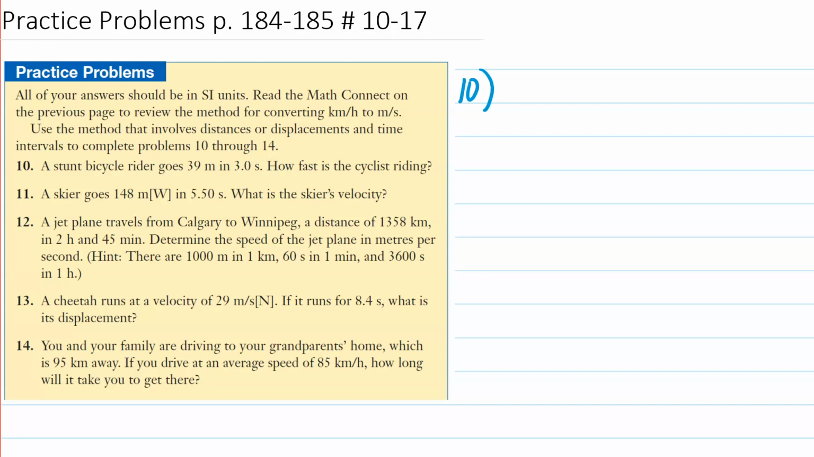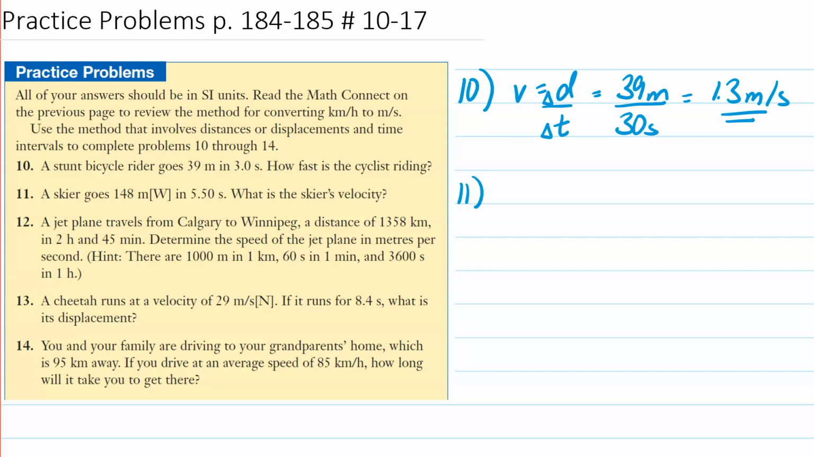Since we weren't given any direction, we're going to look at the scalar version of how fast, which is speed. So speed we know is distance divided by time. The distance in this case is 39 meters, and we did that in 30 seconds. So 39 meters divided by 30 seconds equals 1.3 meters per second.